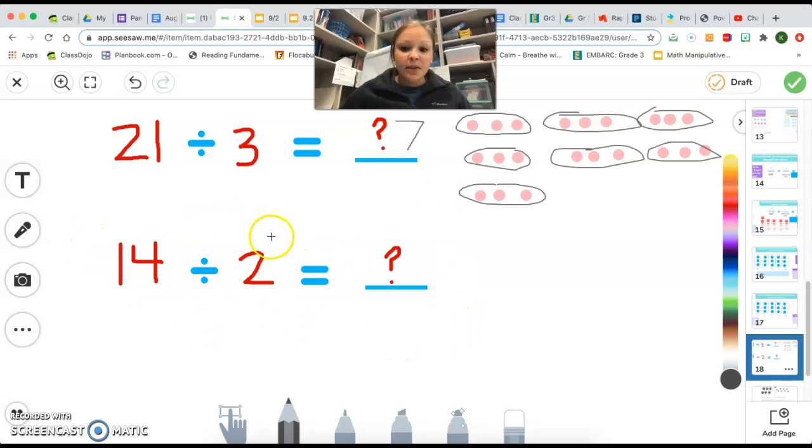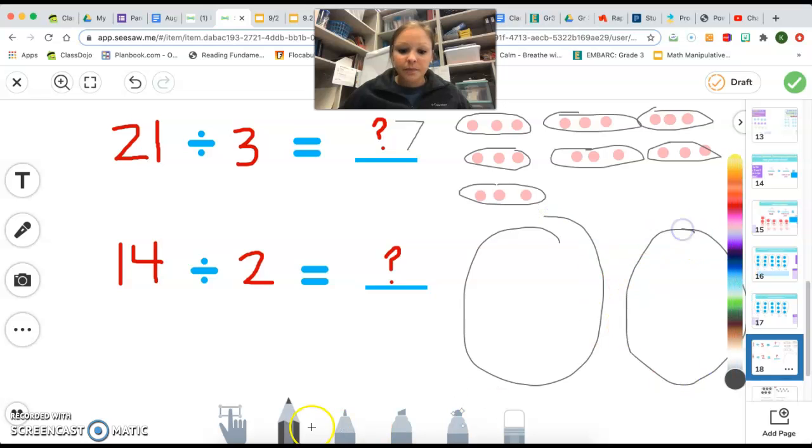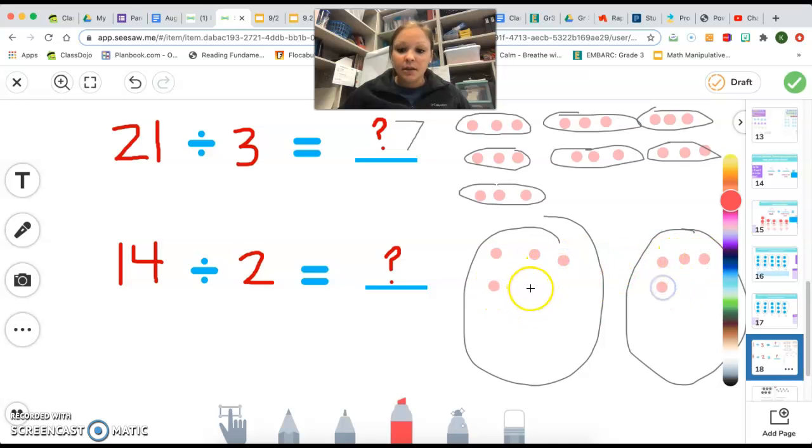So let's pretend this time we're solving for how many are in each group. So that means that this 2 represents how many groups. So I'm going to make 1 group and 2 groups. And I'm going to add 1 to each group until I get to 14. 1, 2, 3, 4, 5, 6, 7, 8, 9, 10, 11, 12, 13, 14.